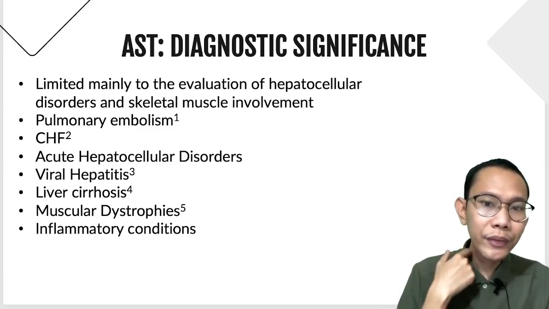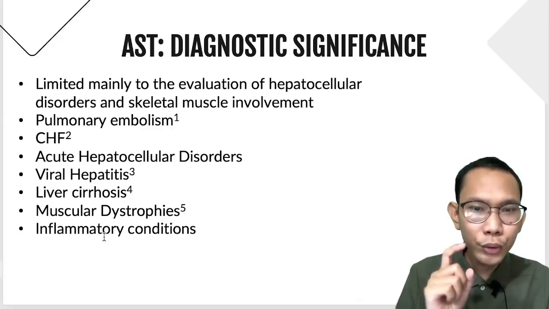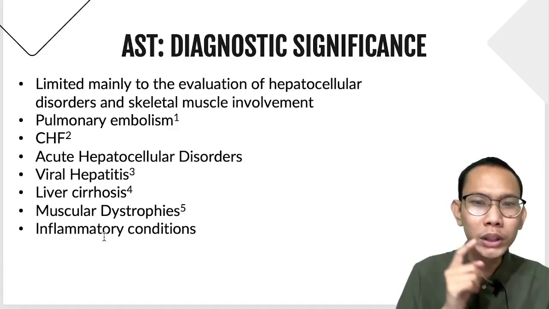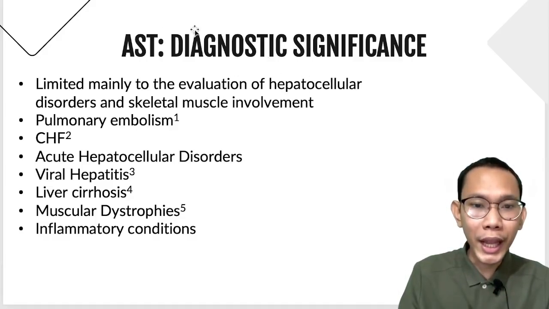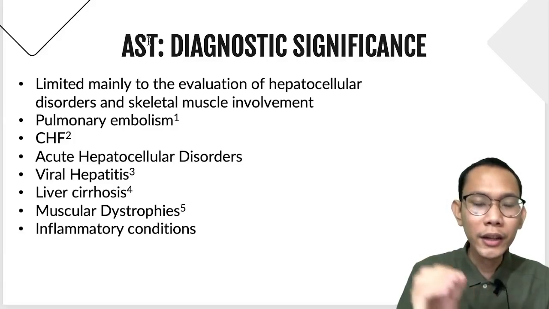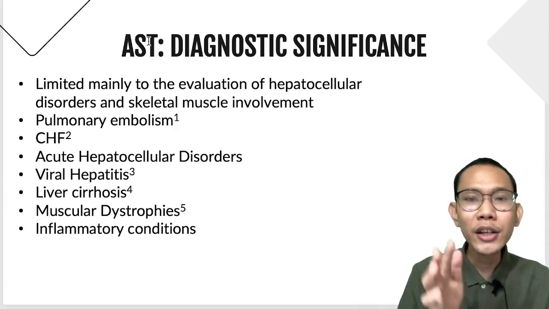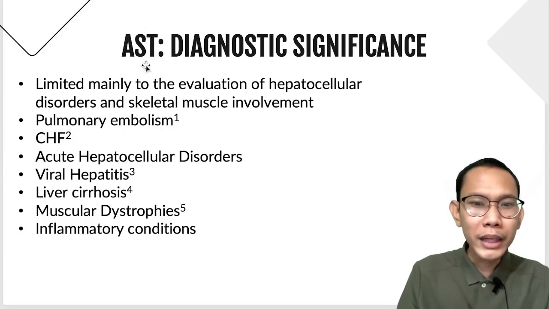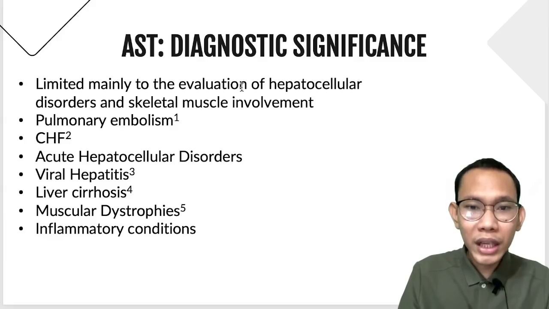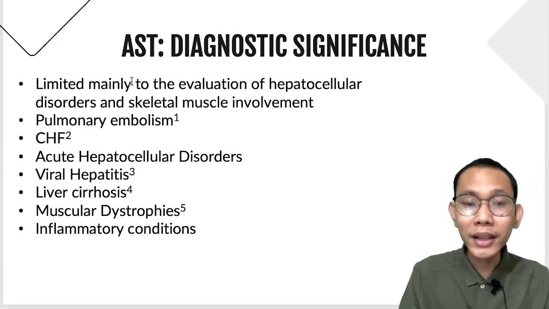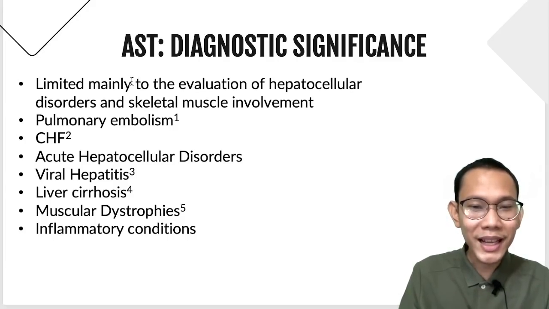So, let's talk about the different diagnostic significance. Actually, if you know the tissue sources, most probably you will know what the possible disorders are that we can find for your AST. Kasi nga, kung saan siya na-isolate, kung saan siya matatagpuan, if there's damage in that area, most probably marirelease ang AST. So therefore, tataas ang ating value. But AST is widely distributed in the body. That's why we will see a lot of different diseases. But then again, it is limited mainly to the evaluation of your hepatocellular disorders and your skeletal muscle involvement. Again, pang liver and most probably for skeletal muscle involvement. Mainly, but not limited to. Of course, kasi nga, maraming tissue sources natin for AST.